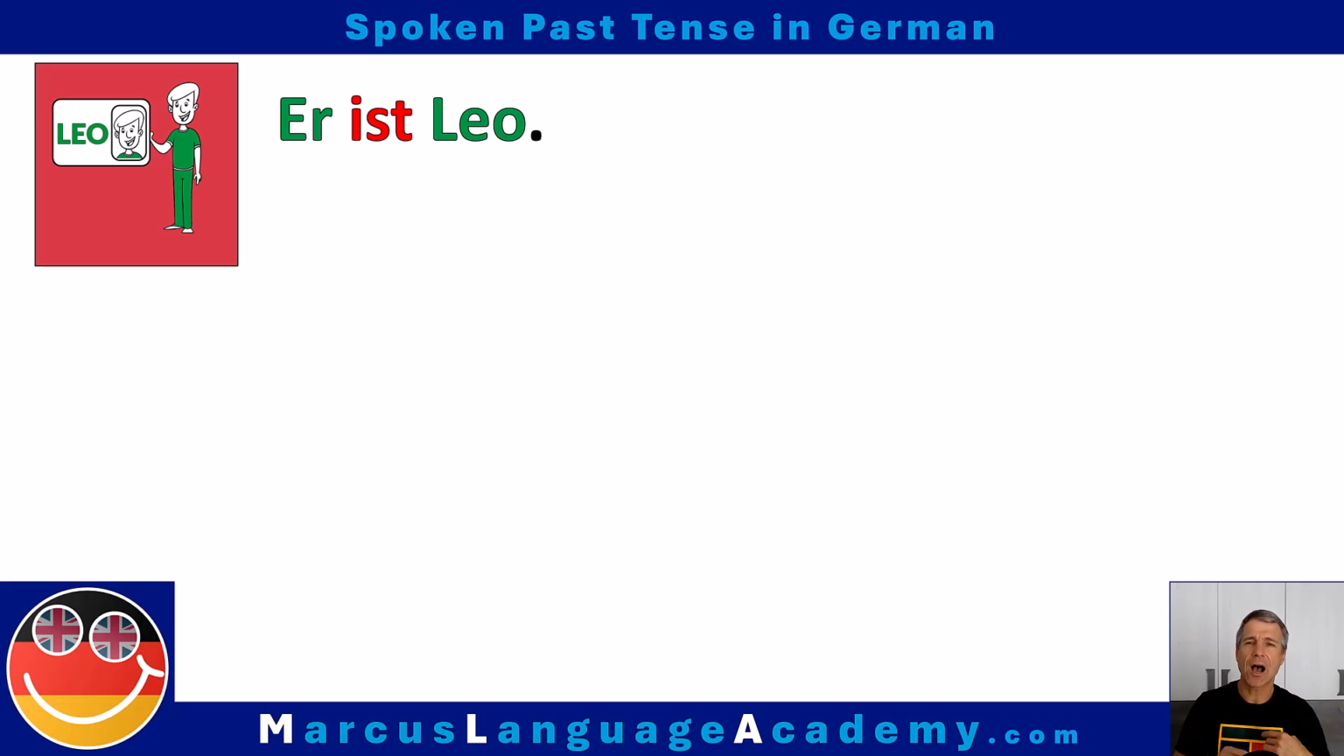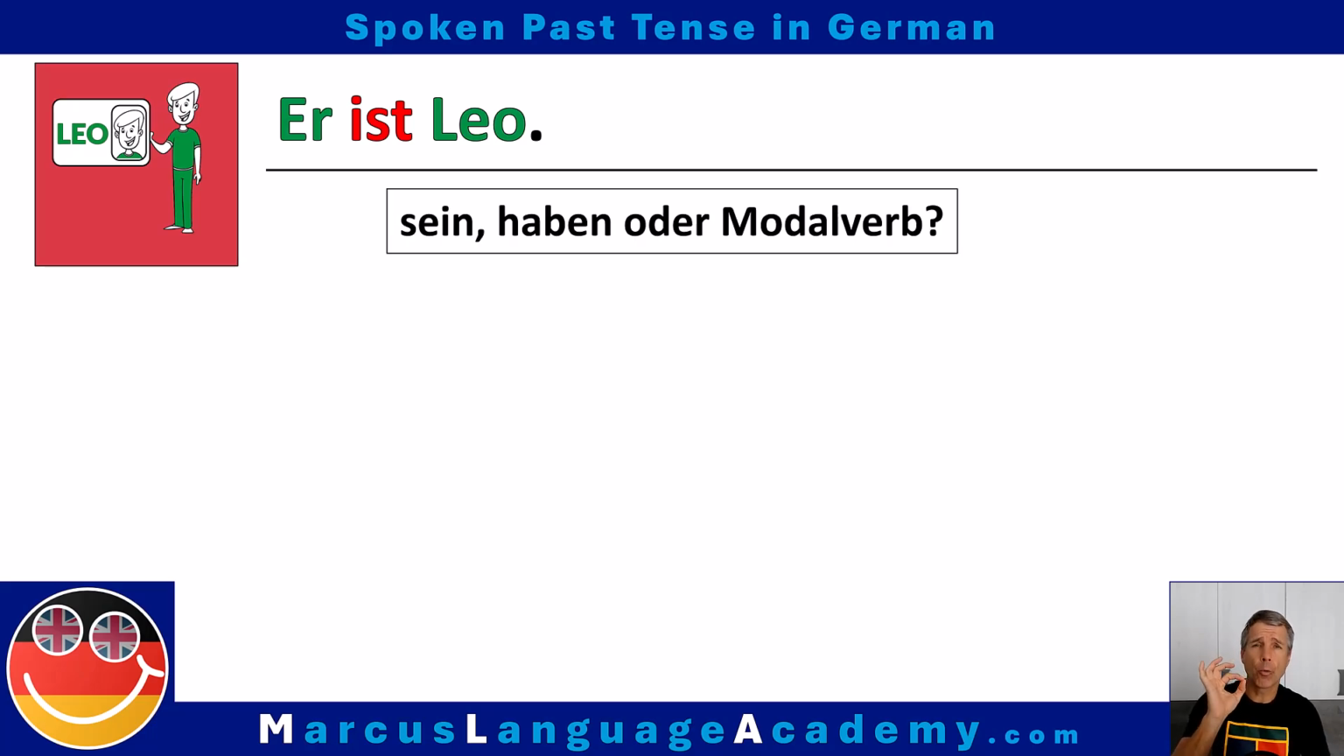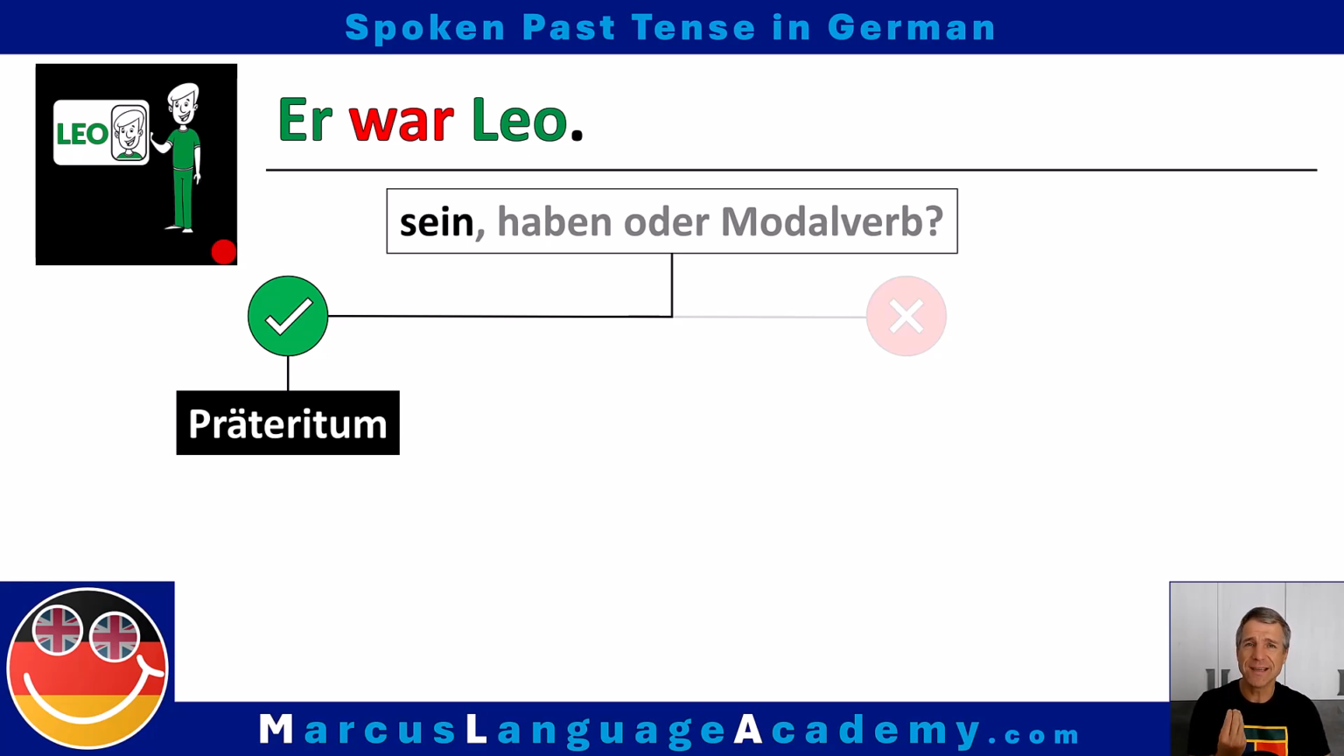Now the question is, how can we transform this sentence into past? First we need to ask if the verb of our sentence is the verb sein, haben, or a modal verb. Sein is the verb to be, haben is to have, and then there are the modal verbs, Modalverben. In this case, "ist" is the verb to be, so it's the verb sein. So we answer this question with yes, and because we answer yes, we would use Präteritum. Präteritum is one of the two past tenses we have in German.